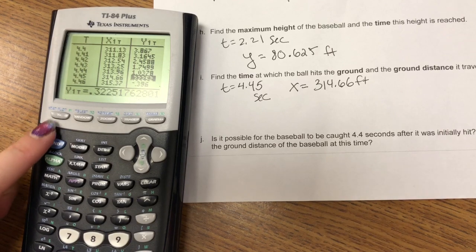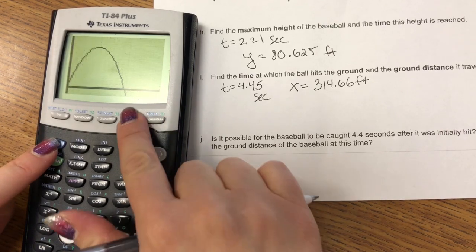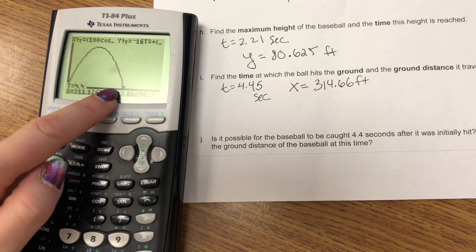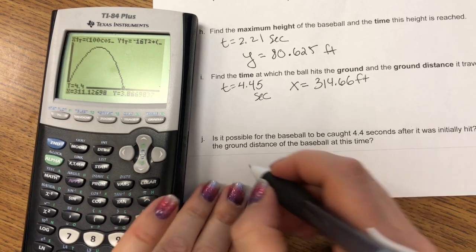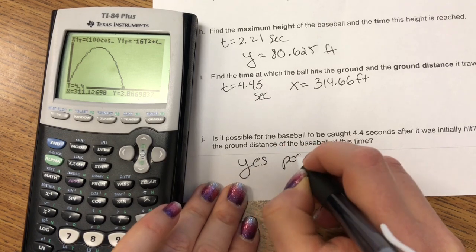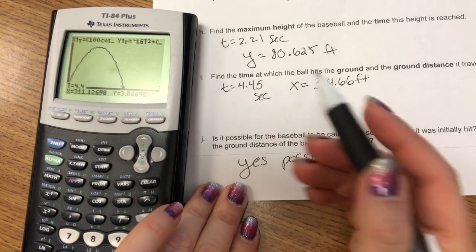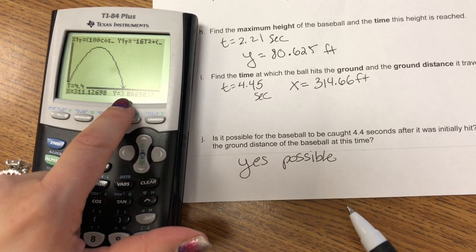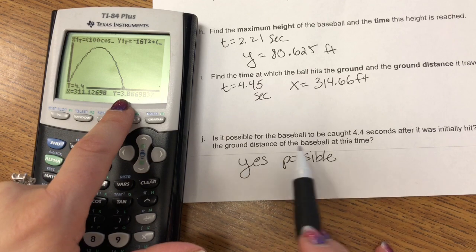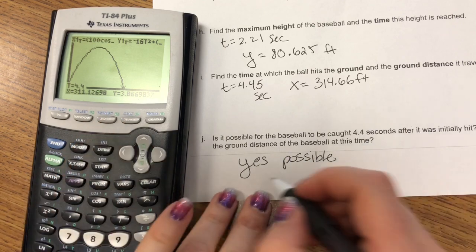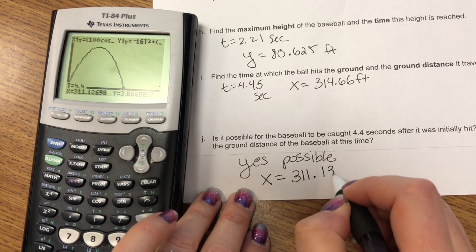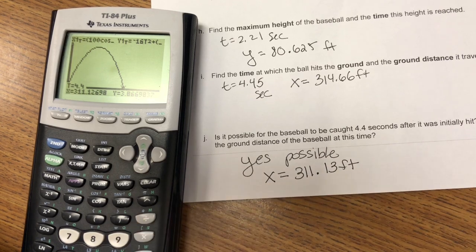Is it possible to catch the baseball in 4.4 seconds? So I'm gonna do trace 4.4. Oh, and it's slightly above the ground. So I would say yes, it's possible, because if the person's standing there, they could put their glove pretty low, or at 3 feet, so around their waist, I guess. If so, what is the ground distance? It's 311.13 feet away. And that is the end of your test review.